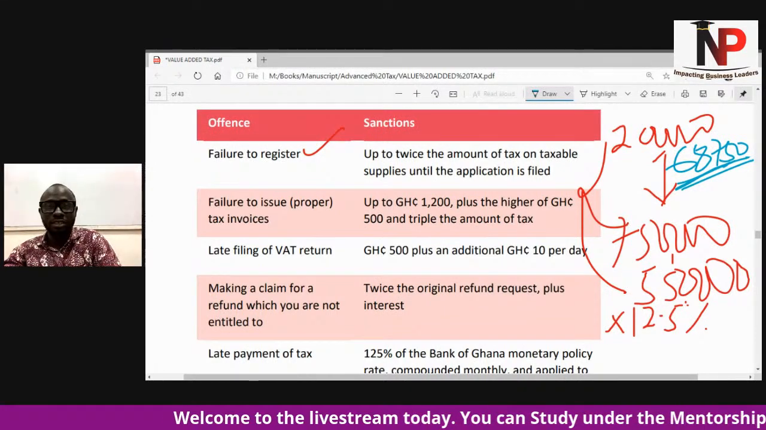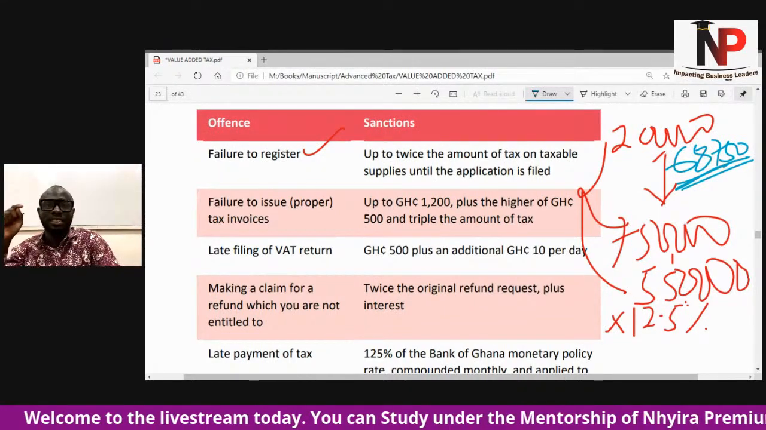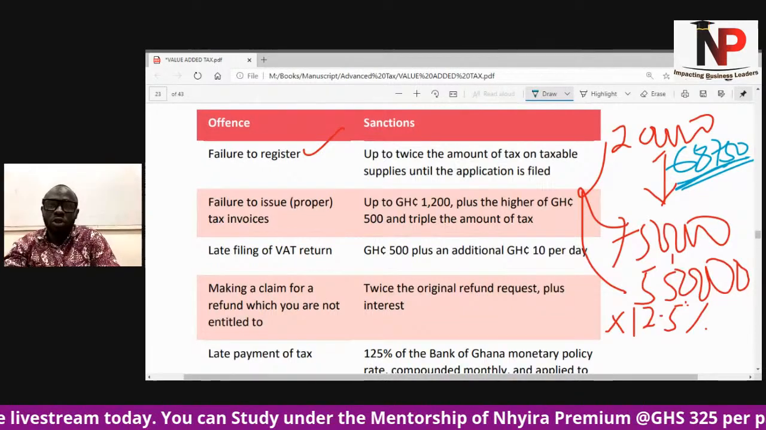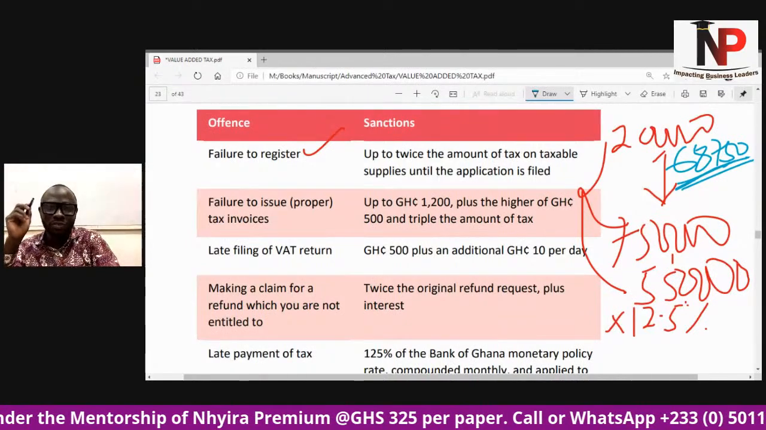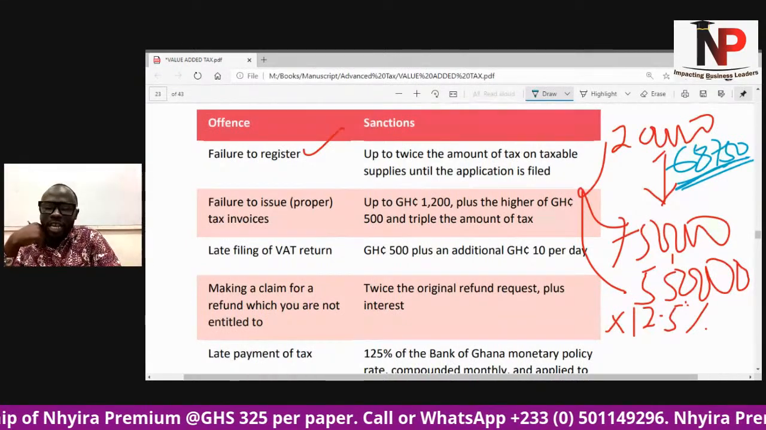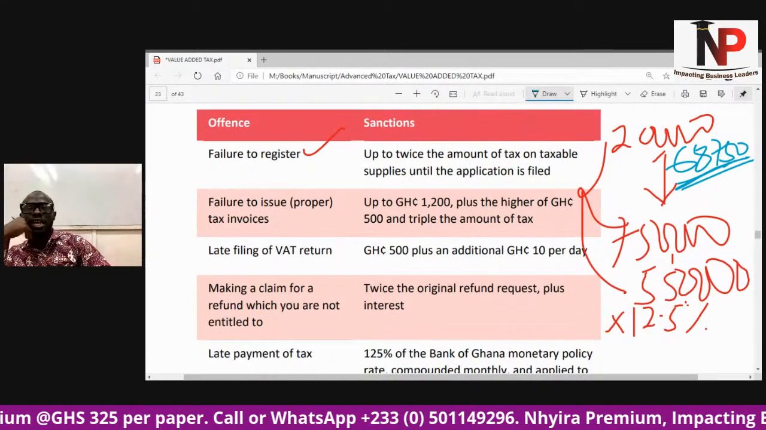137,500 Ghana cedis, which you could have collected half of from the people you sold to, so that you would be safe. But because you are stubborn, we're going to punish you for that. So that is the first thing that you look out for in that case.